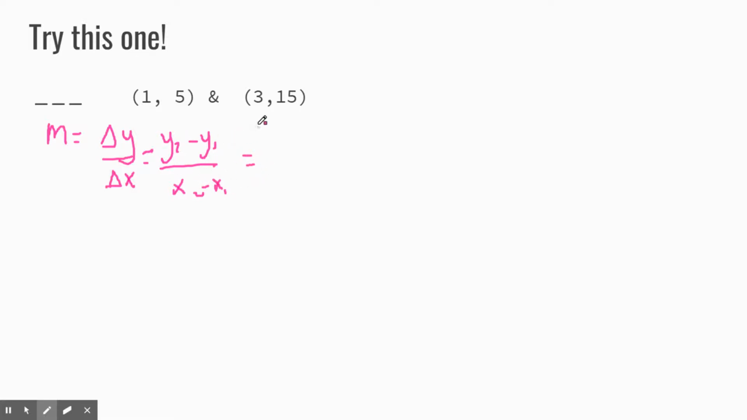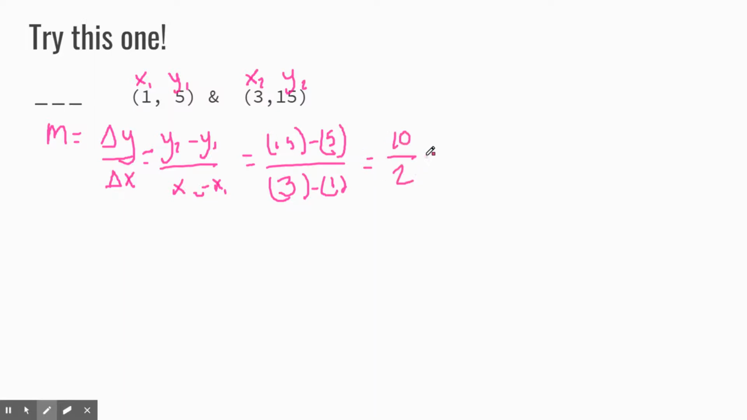So now we're going to plug in. Remember, this is x1, this is y1, this is x2, this is y2. So I'm going to do 15 minus 5 over 3 minus 1. 15 minus 5 is 10, 3 minus 1 is 2. 10 over 2 can be simplified to 5.